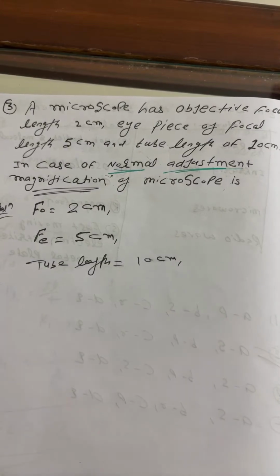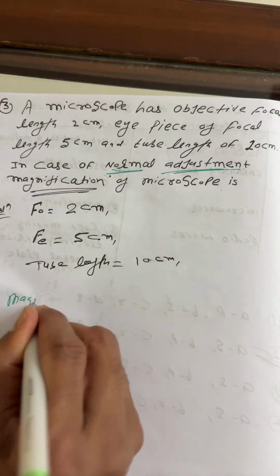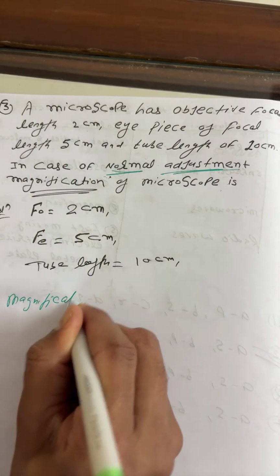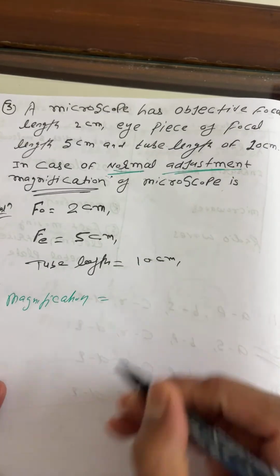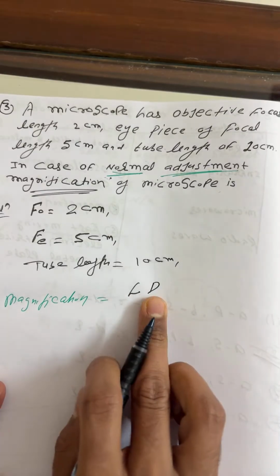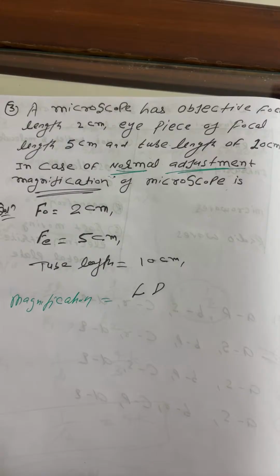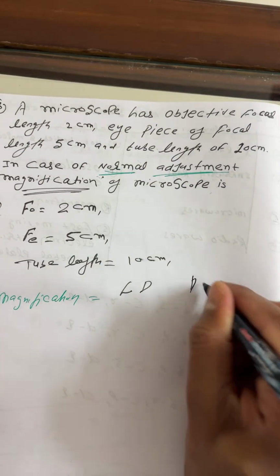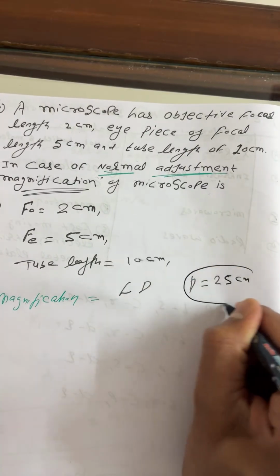So, beta, what is the formula, students? I'll not waste much time here. This is the magnification formula you can use for this case: tube length into D, divided by the product of focal lengths. D is the normal distance we are using. D is 25 for normal adjustment. If nothing is mentioned, then you can use 25.